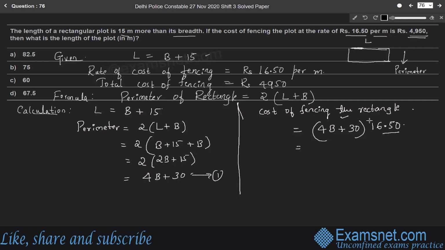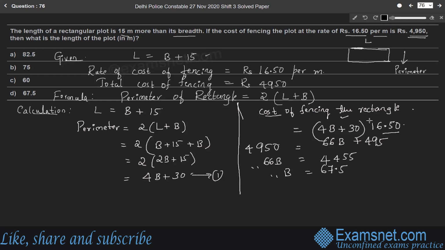Which is equal to, so 16.50 into 4 is 66B plus 495. 66B plus 495. So what is the cost of fencing the rectangle? It is given 4,950. Right. Therefore, 66B is equal to 4,950 minus 495. It is 4,455. Therefore, B is equal to, after simplification, you will get 67.5.